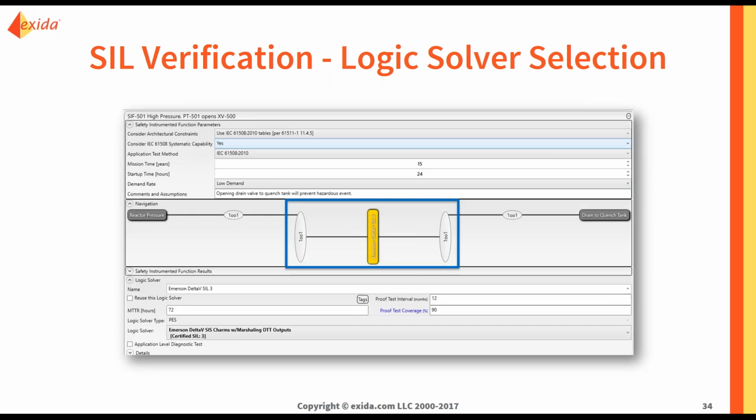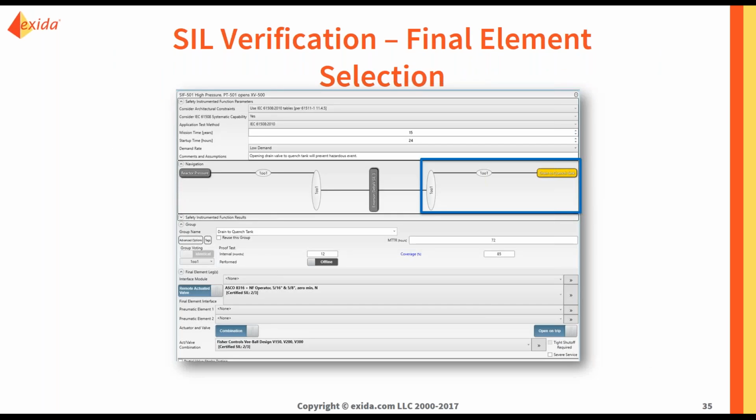This looks very similar for the logic solver. You're going to choose the logic solver you want out of the tool. You can input, if the database does not have what you're looking for, your own device with failure rates if needed. But again, here you're going to specify your mission time, startup time, your proof test interval coverage, etc. And the final element looks much the same.